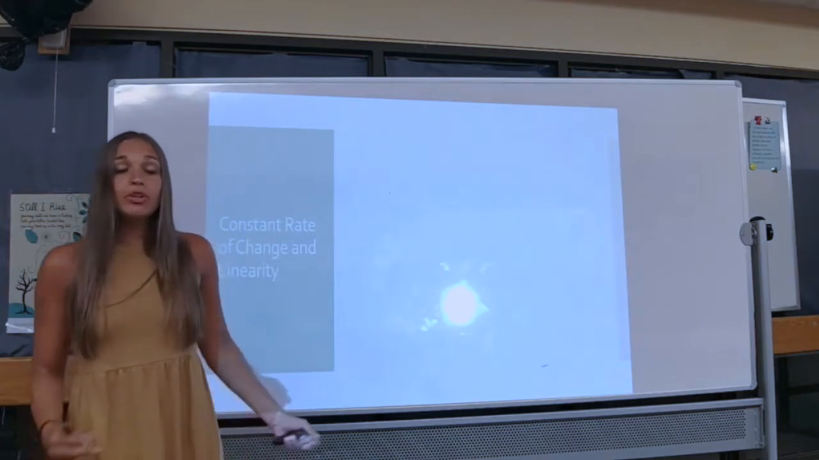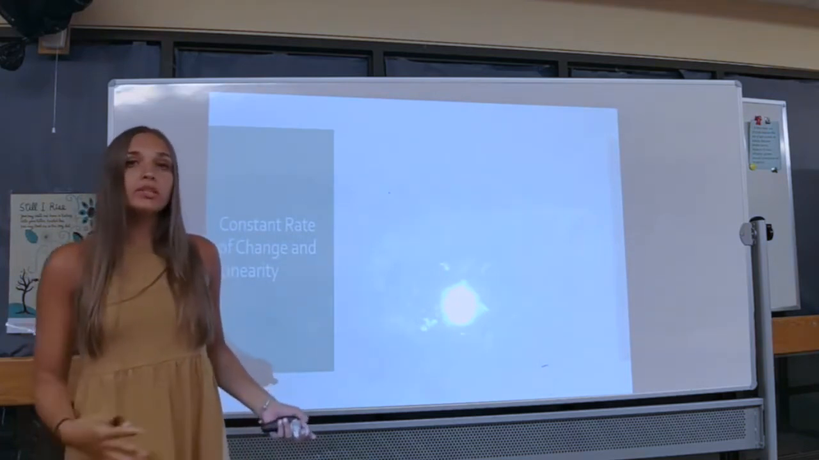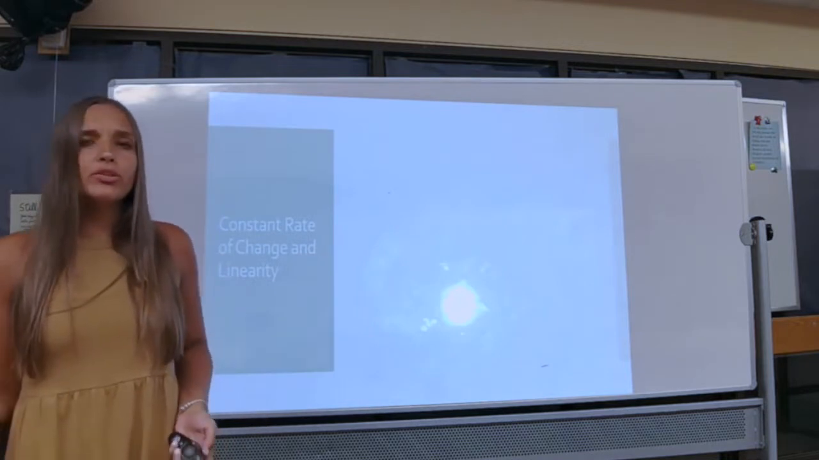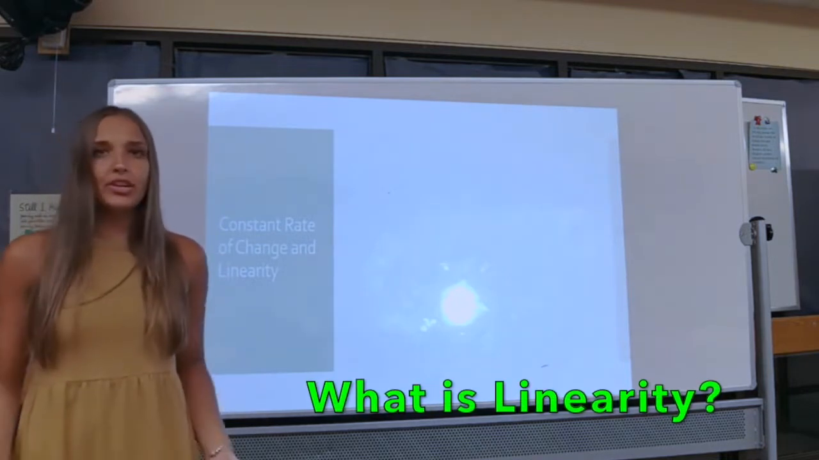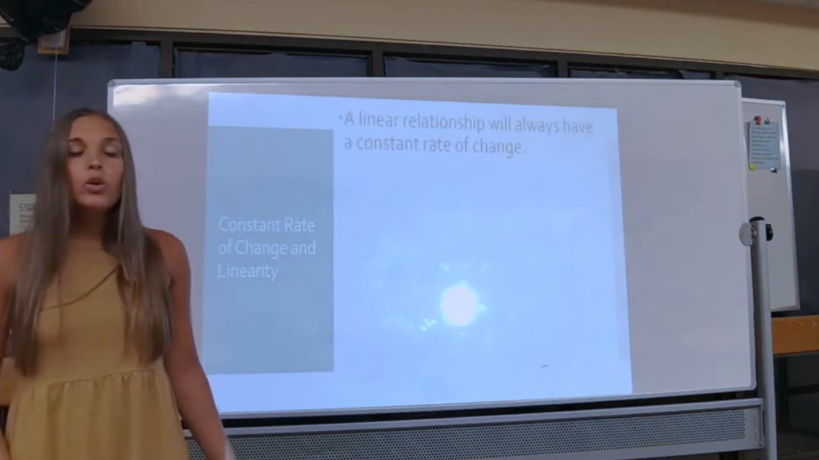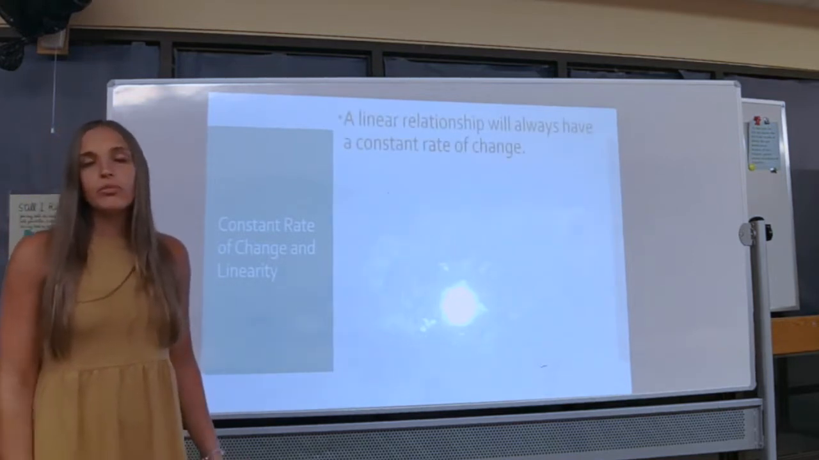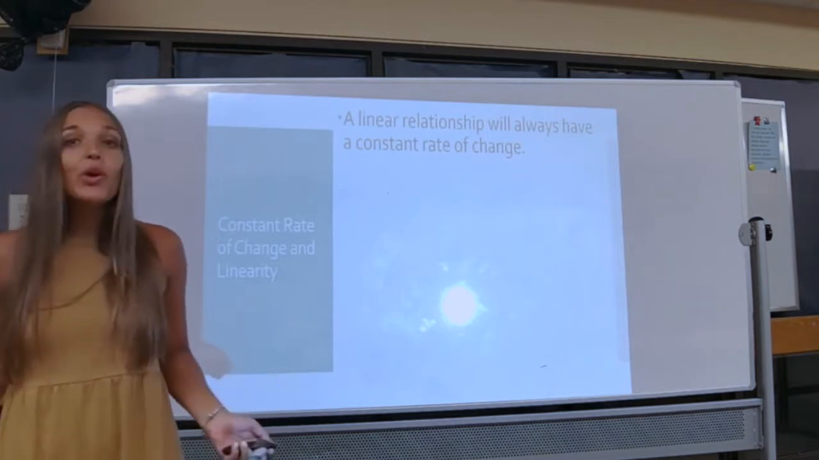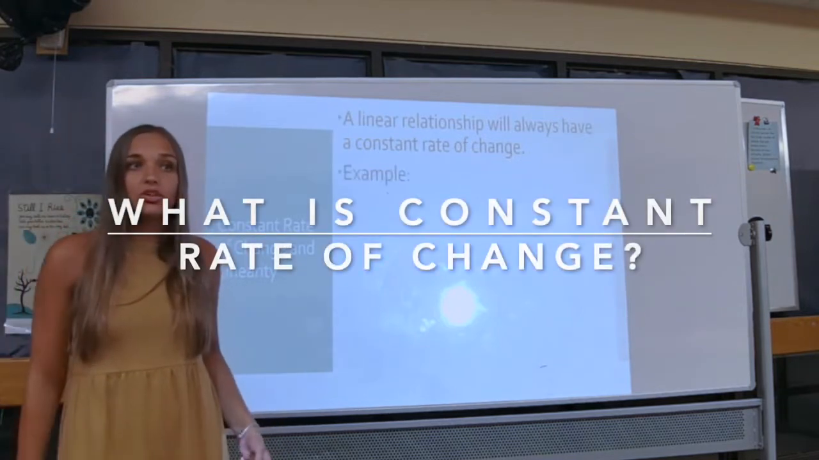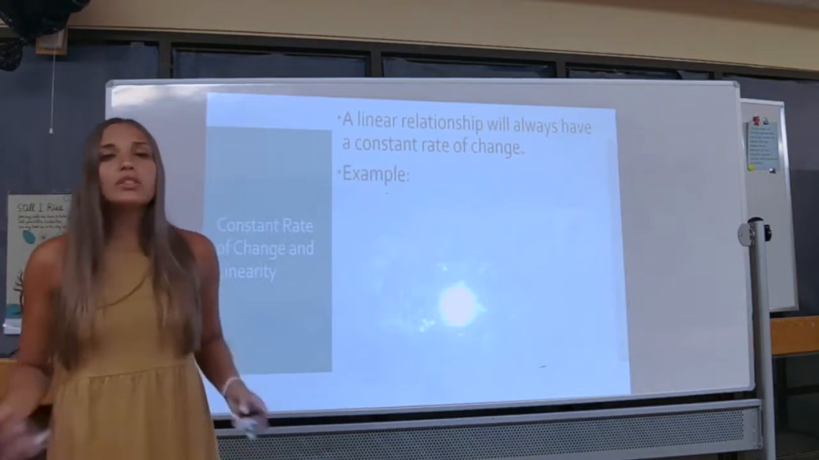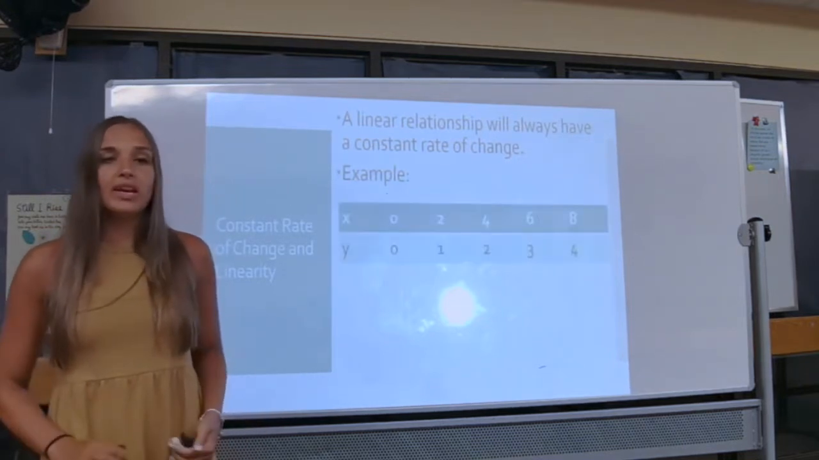Today we're going to talk about linearity, and we're going to see if a set of points, or a table, is linear or not. An important part to know here is, what is linearity? What does it mean to be linear? Well, a linear relationship always has a constant rate of change. Now it's important to know, what is a constant rate of change? Let's look at an example table to see what constant rate of change means and how we apply it.